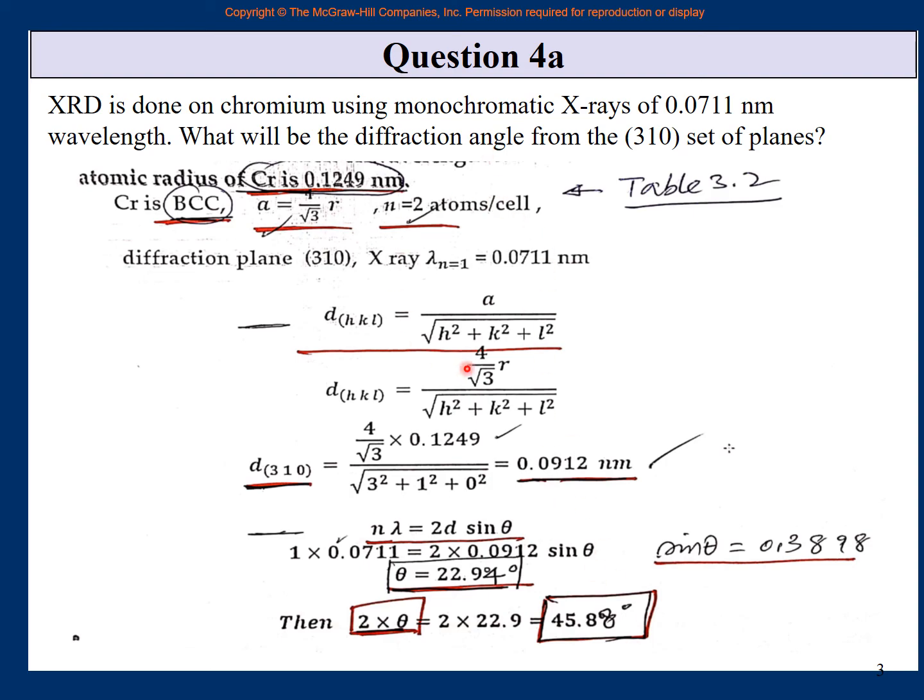If you have done all the things correctly and you have left it there, all your things are correct, but this is not the diffraction angle. Diffraction angle is 2 theta. So there will be a small deduction if you leave it there.